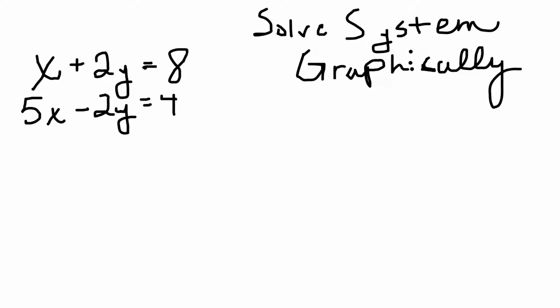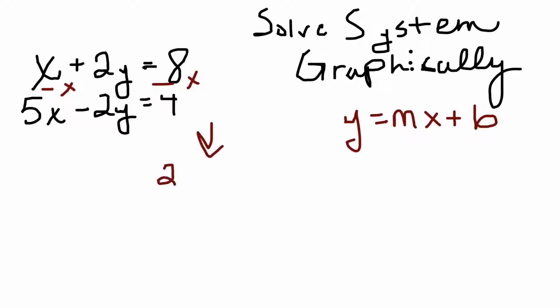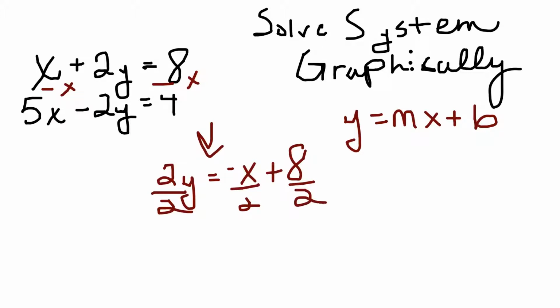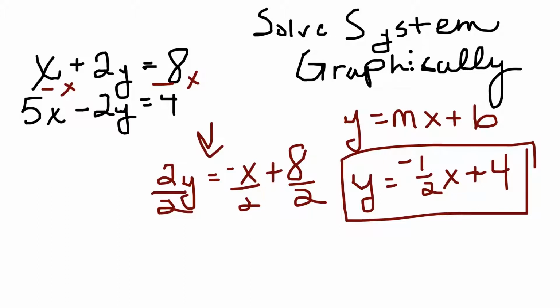So for this one, to solve it graphically, I'm going to first get it in my slope-intercept form. I want it to look like my y equals mx plus b form. That will help me graph this. So let's start with this one. I'm going to subtract x. Coming down here, I get 2y equals negative x plus 8. Now I'm going to divide by 2 and divide by 2, and I end up with y equals negative 1/2 x plus 4. All right, so that is one of my lines.